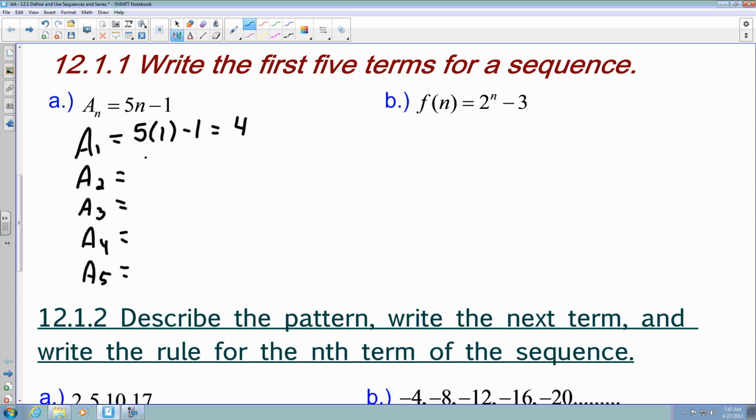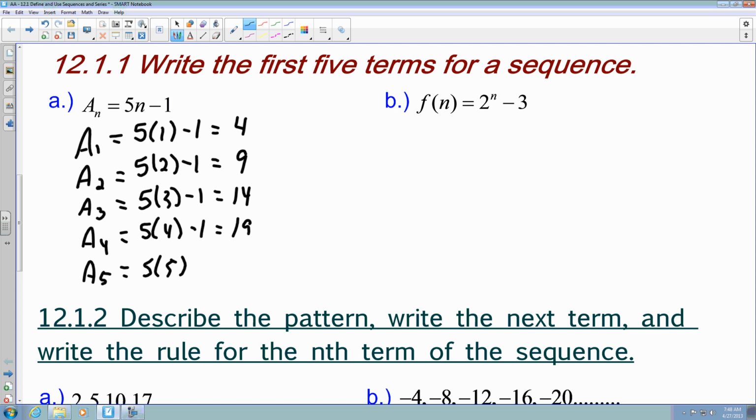Same thing goes for 2, so it's 5 times 2 minus 1, so this equals 9. 5 times 3 minus 1, which equals 14. 5 times 4 minus 1, which equals 19. And then 5 times 5 minus 1, which equals 24. So the first 5 terms in this sequence are 4, 9, 14, 19, and 24.